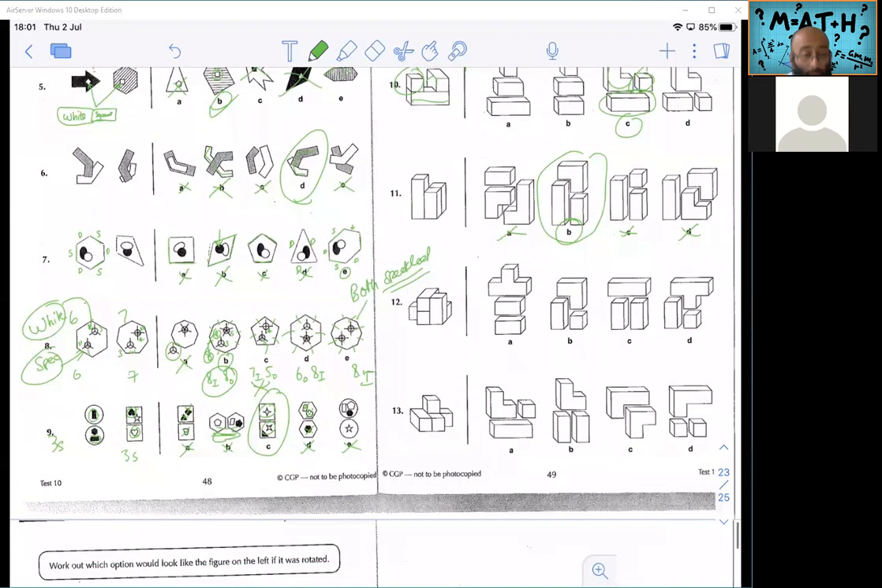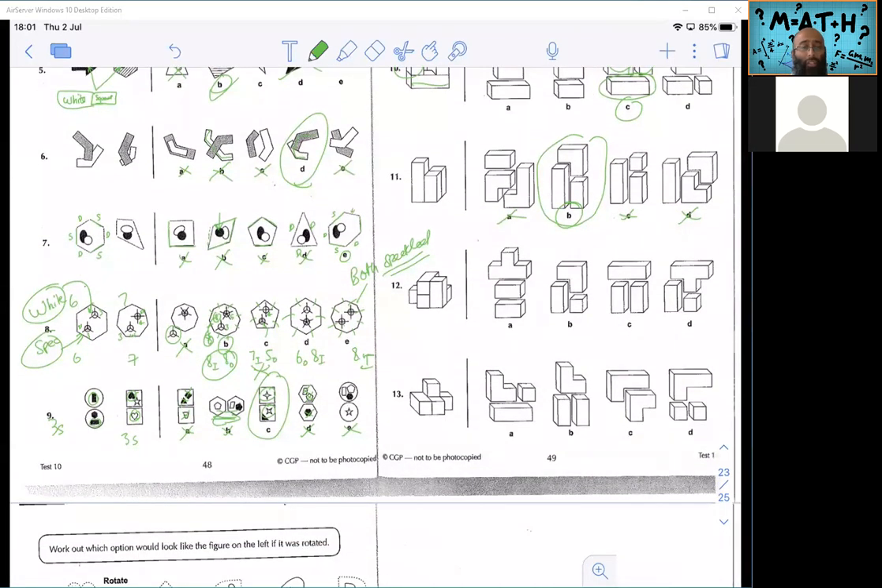Question number 12. Now you've got that complicated shape of all the different blocks intermingling into each other. We can see this shape here. This shape here goes that way underneath. And then you have the other pieces on top. That gives you 12A straight away. Question number 13. The answer is D.